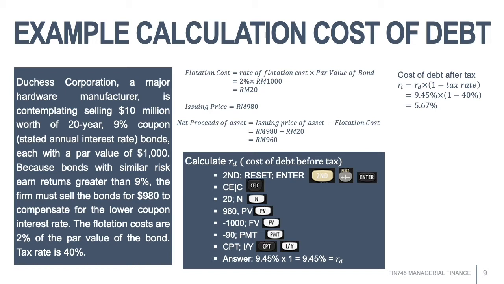Next, we need to calculate cost of debt after tax because interest payment has a tax benefit. That's why we need to calculate cost of debt after tax. The formula for cost of debt after tax, RI, equals RD times 1 minus tax rate. The tax rate given is 40%. So 9.45%, the cost of debt before tax, times 1 minus 40%. So the cost of debt after tax is 5.67%.